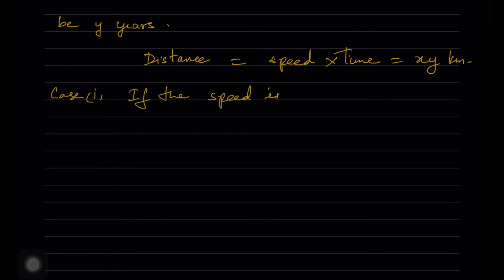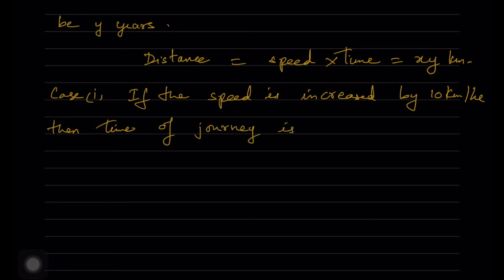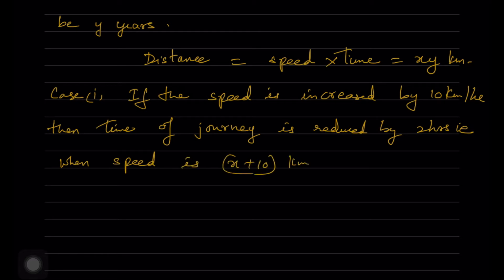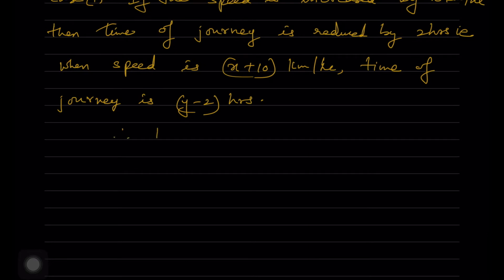So we are having case 1, when the speed is increased by 10 kilometers per hour, and the time of journey is decreased by 2 hours. Here x is becoming 10 more, that is x plus 10, the speed is becoming x plus 10 kilometers per hour and the time is becoming y minus 2 hours. So the distance covered is equal to x into y. Now what is our new x? x plus 10, and our new y is y minus 2.